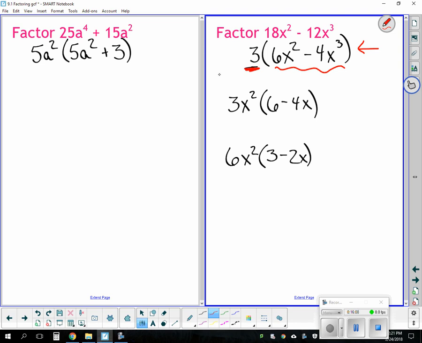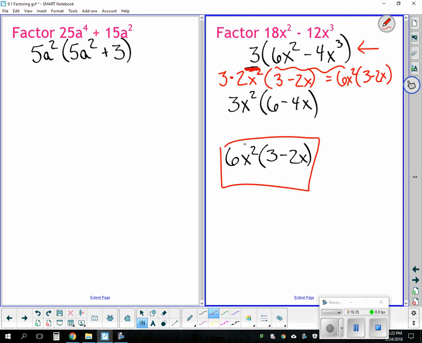I'd just leave that 3 out front that I already factored out, times, oh, look, there's a 2x that's still in there, squared. So if I factor 2x squared out of what's in these parentheses, then I have a 3 and a minus 2x left. So 3 times 2x squared is 6x squared, and 3 minus 2x, which is the actual right answer.